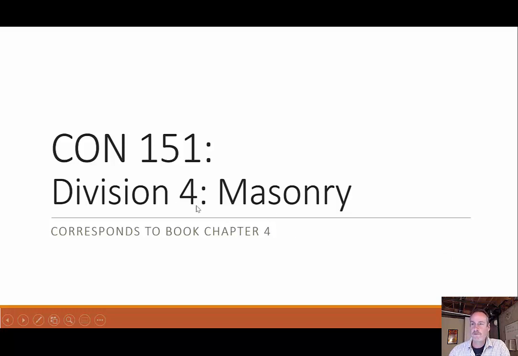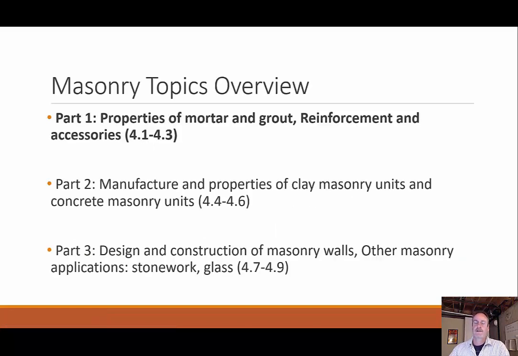This is Division 4 from the MasterFormat, corresponds as usual to Book Chapter 4 for those who are reading along. Like our other materials, this is going to be broken into multiple parts. The masonry we're going to cover over 3 parts. We have part 1, which this video is about, and it'll cover properties of mortar and grout, the reinforcement of our masonry structures, and also some accessories with masonry construction.